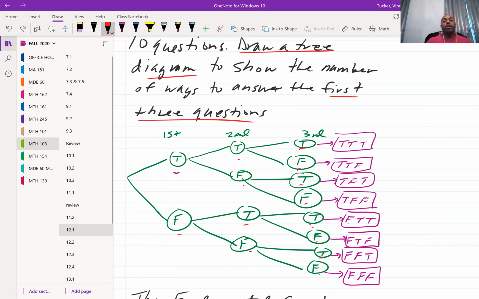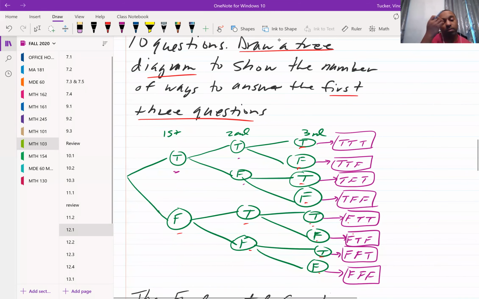So you're just creating a tree that represents all of the possible outcomes of answering the first 3 questions of your true or false test. And then here's just the responses in a list: true, true, true, true, true, false, and so on. Any questions?